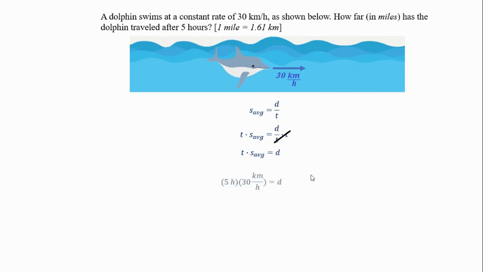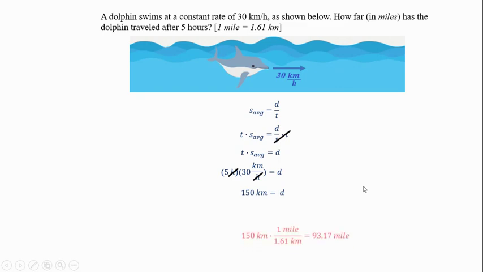Time is 5 hours, so we can plug that in. And then the average speed for the dolphin is given in the schematic here, which is 30 kilometers per hour. And if you set things up properly, the unit h will cancel out. And then here we can just multiply 5 times 30 is 150, and the only unit left over is kilometers. But again, pay attention to what unit is asked of you. In this case, it asks us to express our answer in miles. So we're not quite done yet.